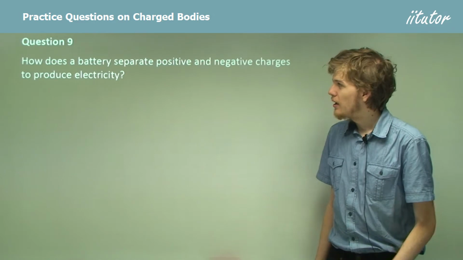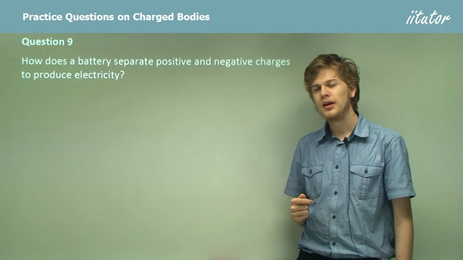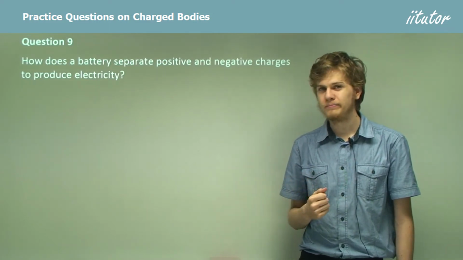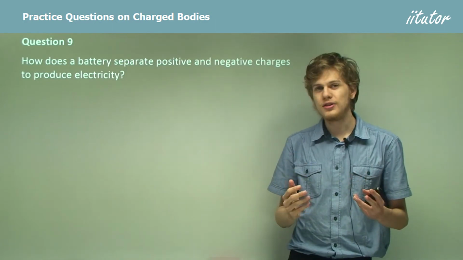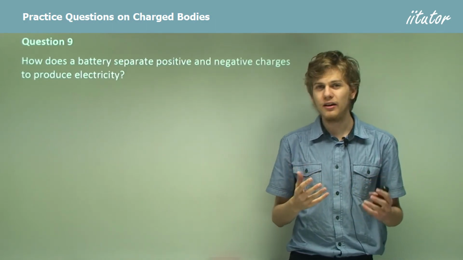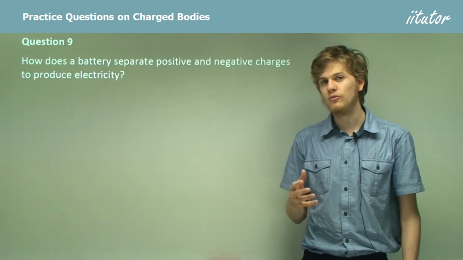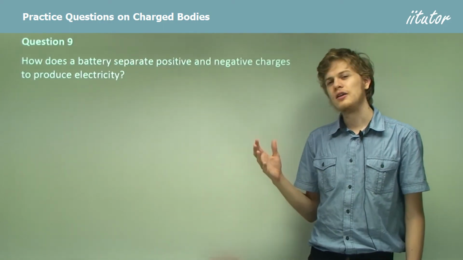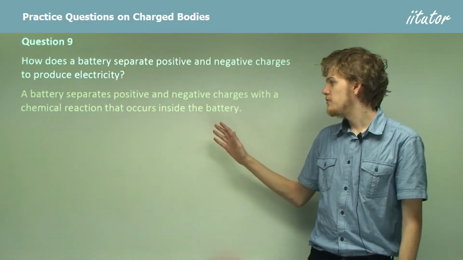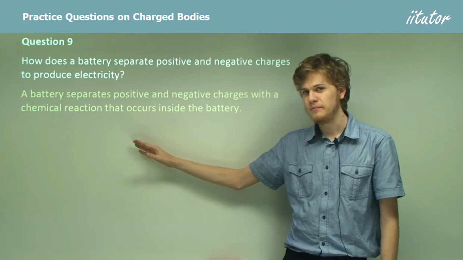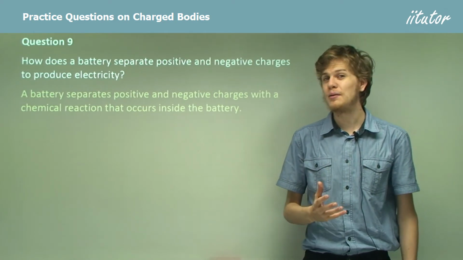Question 9. How does a battery separate positive and negative charges to produce electricity? You don't need to get into too much detail. So in chemistry, you can learn about how a battery works and exactly what the chemical reactions are that will produce a discrepancy between the protons and the electrons of a substance. But we don't really cover that in physics, so our answer might look something more like this. A battery separates positive and negative charges with a chemical reaction that occurs inside the battery. We don't need to get any more complex than that unless we're doing chemistry.